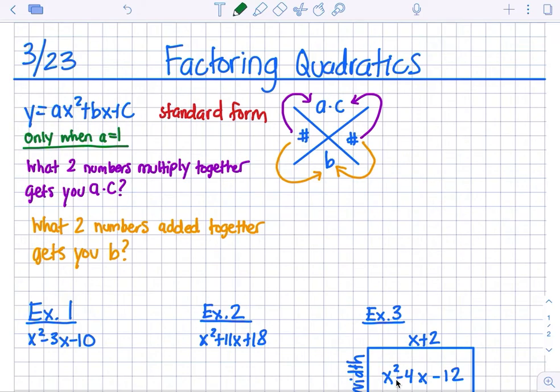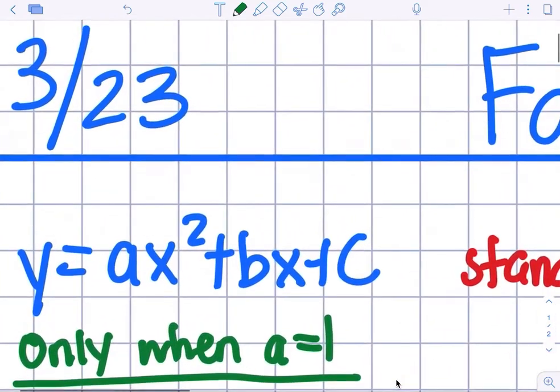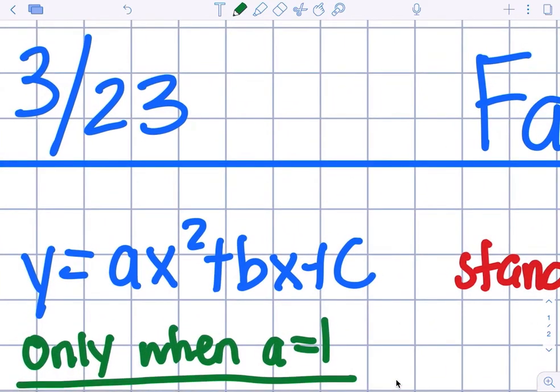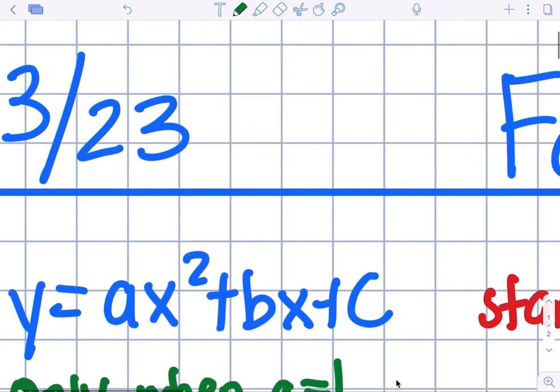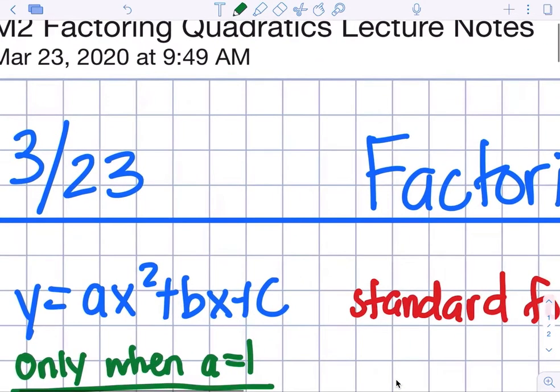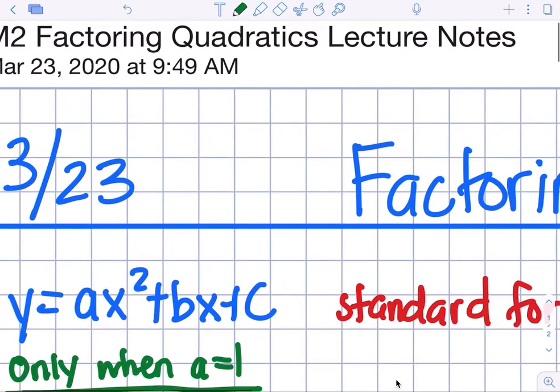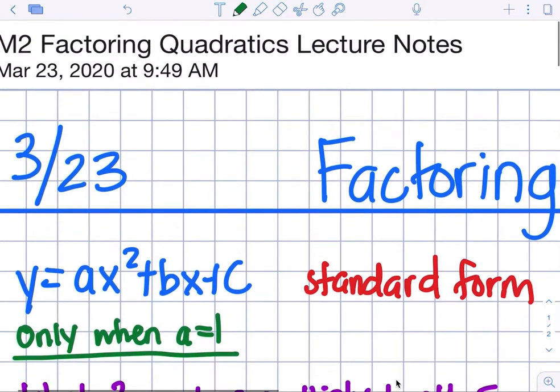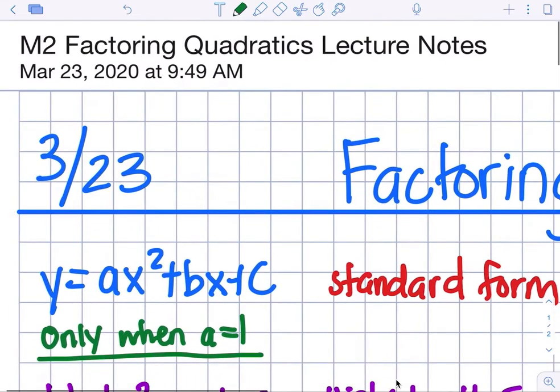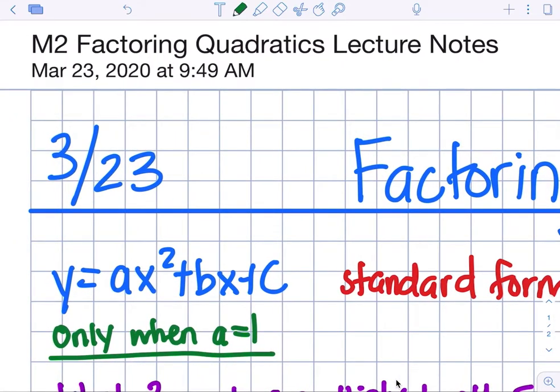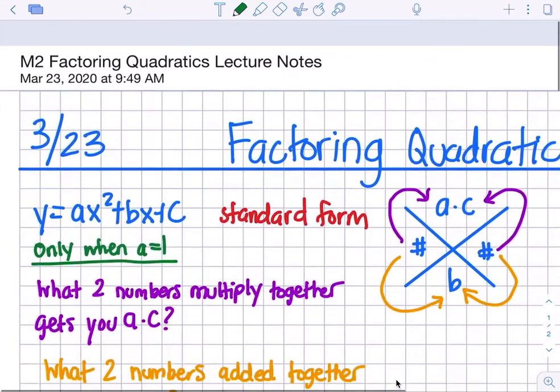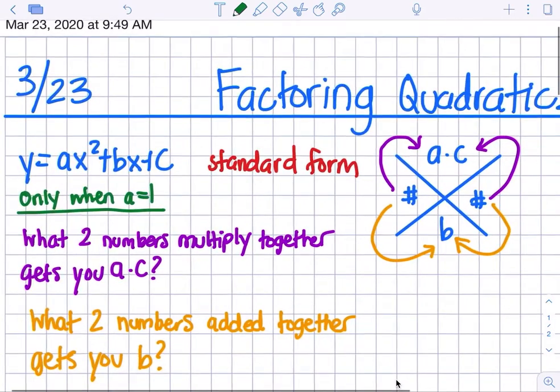So let's begin. We have this thing called quadratics, and this is what we call standard form. It looks like this: y is equal to ax squared plus bx plus c. So what we're going to learn today is how to factor quadratics from standard form. This way only works when a is equal to 1, okay?